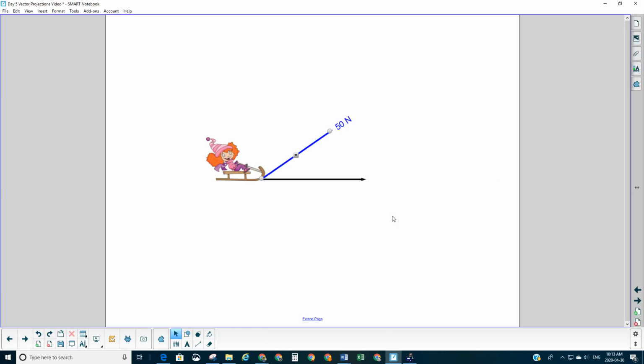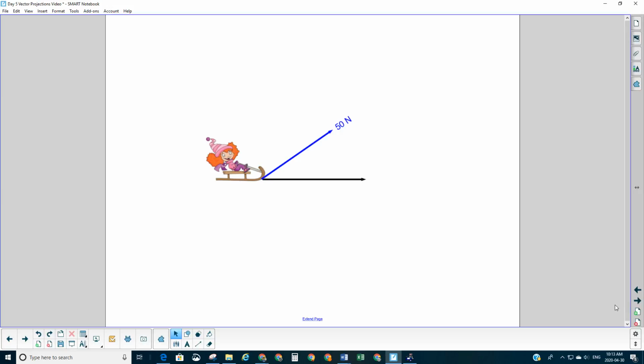Okay, so the question is, how much of that 50 newtons is actually being in this direction? And that's what projection is. How much of that 50 newtons is projected in this particular direction? It's going to be less than 50 newtons because we're losing some of it, but it's still going to be pretty good. And of course, the smaller this angle, the better, the more we're going to keep and the less we're going to lose. Okay, so that's what projection is asking for.